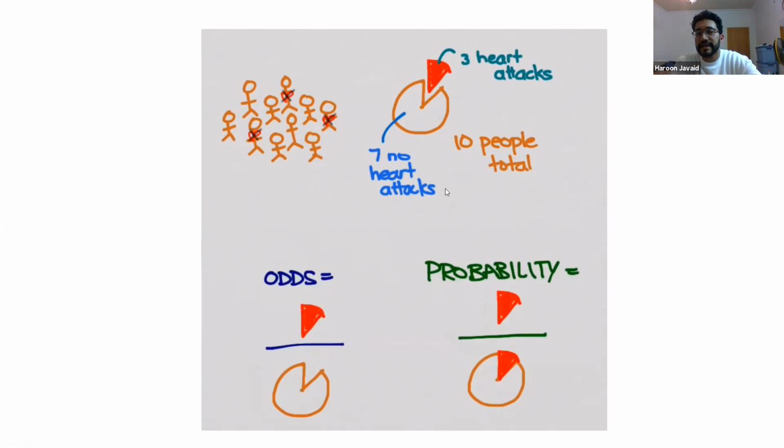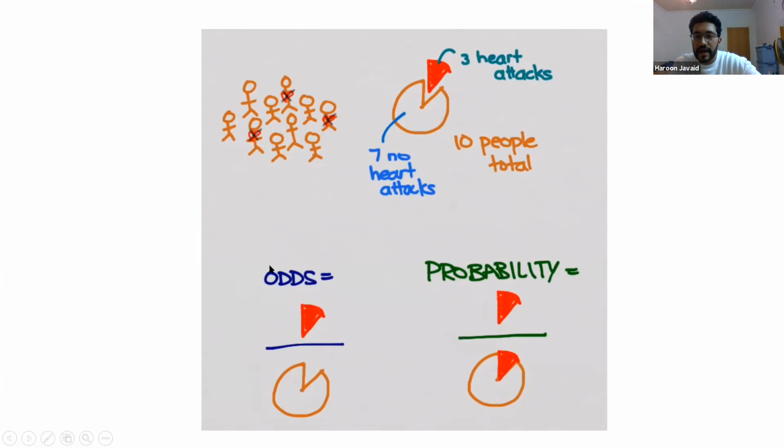Okay, so you want to calculate the probability of a person having a heart attack. You write 3, because this is the number of people who have heart attacks, and then you divide it by the total number of people, which is 10. So for probability, the numerator is always part of the denominator. It includes the numerator in the denominator.